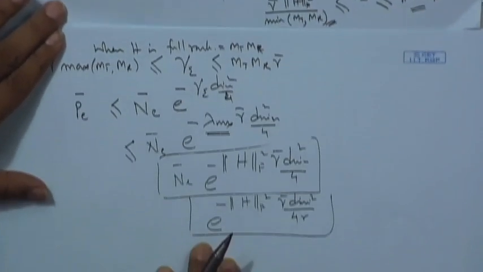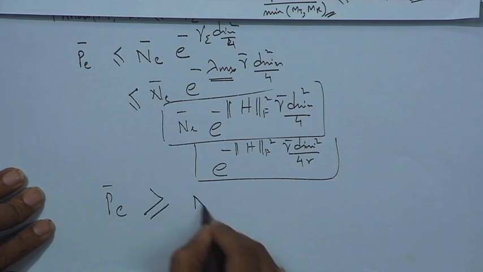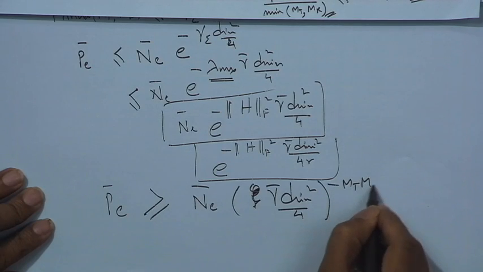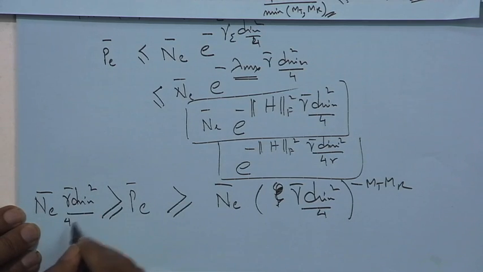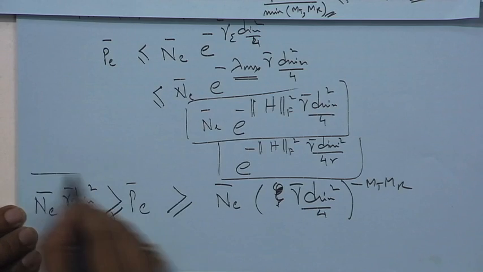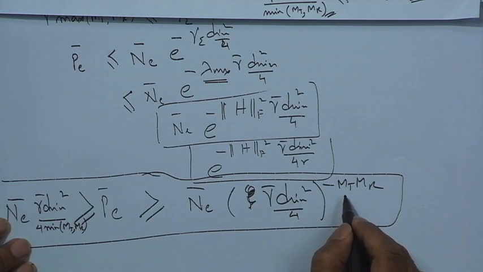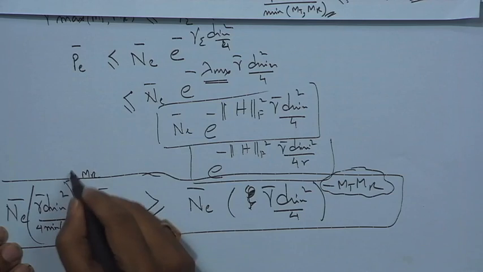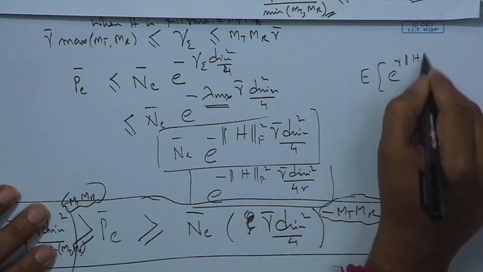This is the range of lambda max. With this range, we can calculate the average probability of error, or we can say that the average probability of error would lie in the range of gamma bar d min squared by 4 raised to the power of minus MT MR for the full rank H, and n_e bar times gamma bar d min squared by 4 times the minimum of MT or MR, or you can bring them to the numerator by saying maximum of MT or MR. So what we are saying is that the average probability of error lies in this range, and this whole thing is raised to the power of minus MT MR. So in either case, in the exponent we have minus MT MR. Minus MT MR comes from, always remember, we are using that E of e to the power of minus the Frobenius norm of H squared.